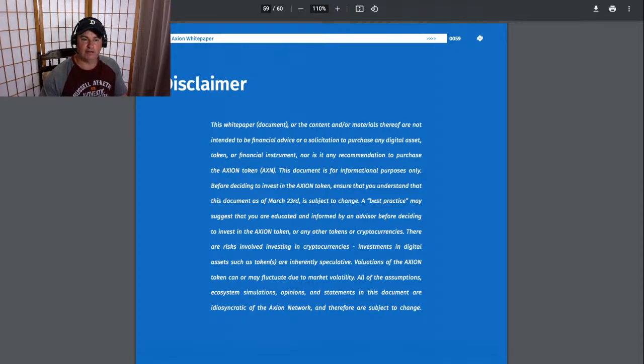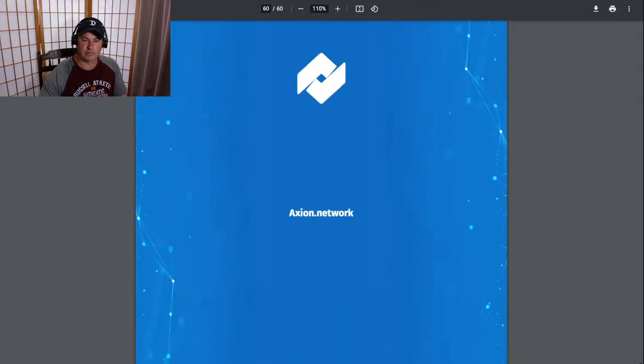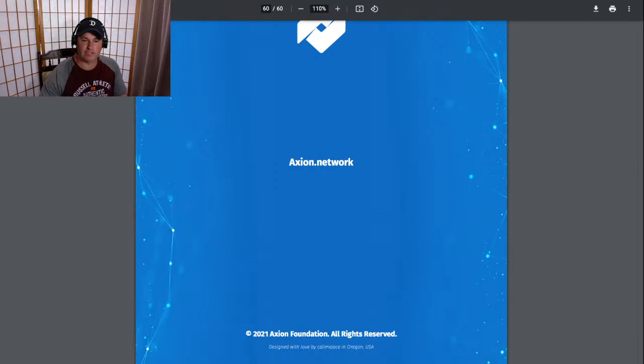So that's the end of the white paper. I think that's terrific, pretty neat. You can see the last page there. Axion 2021, Axion Foundation, all rights reserved. Well done to the team.